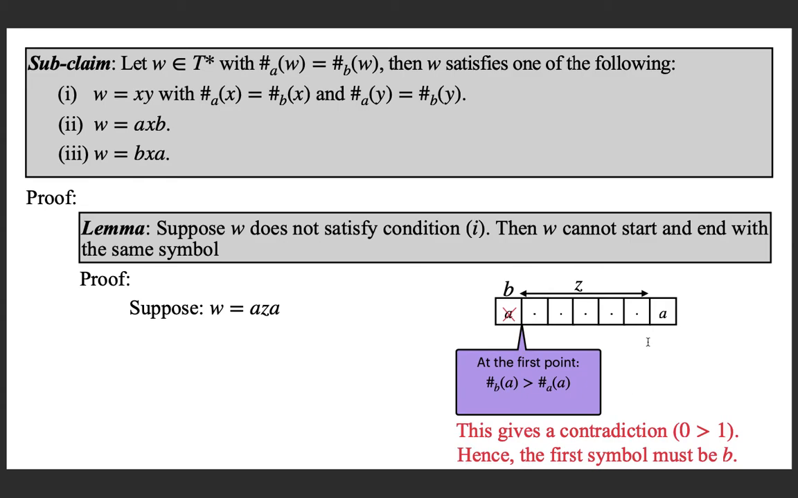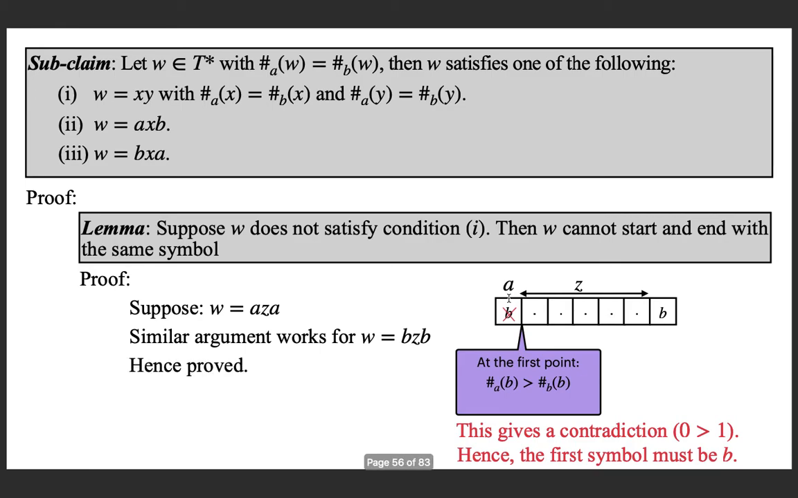So we proved that if it ends with A, then it must start with a B when it is not satisfying the first condition. A very similar proof applies when it starts and ends with B. In this case, it starts and ends with B, and you can establish that the first symbol is A. And hence the lemma is proved.